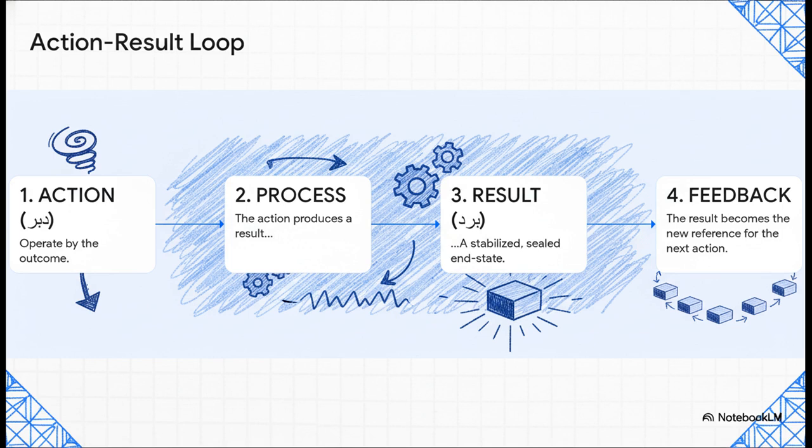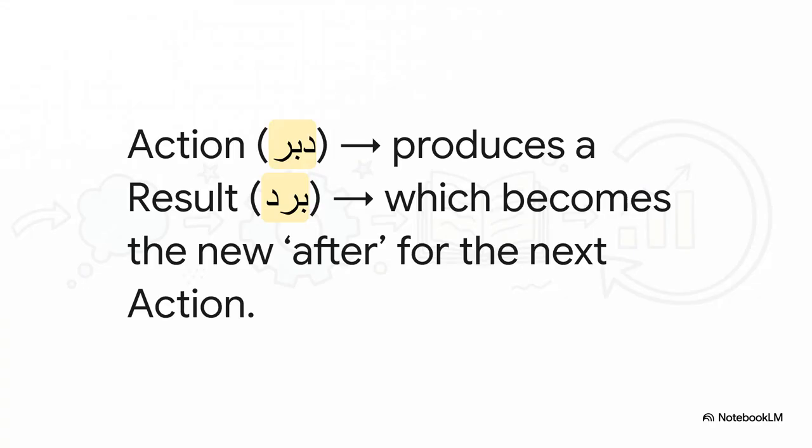And then, this is the crucial part, step 4. That result becomes the new reference point for the next action. It creates this continuous, self-regulating feedback loop. To put it simply, the action of arranging from the end naturally creates a stabilized end state. And that very end state becomes the new starting point, the new after that the next arrangement begins from. It's just this elegant, self-regulating system that's built right into the language.